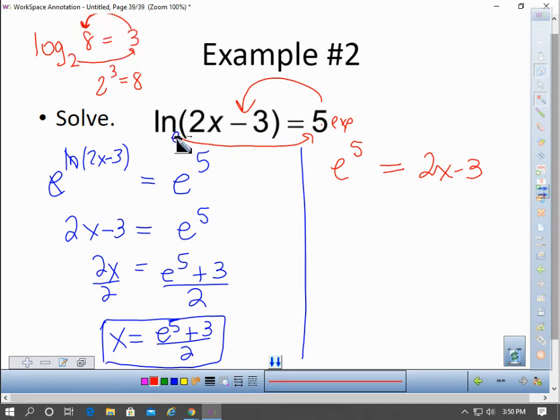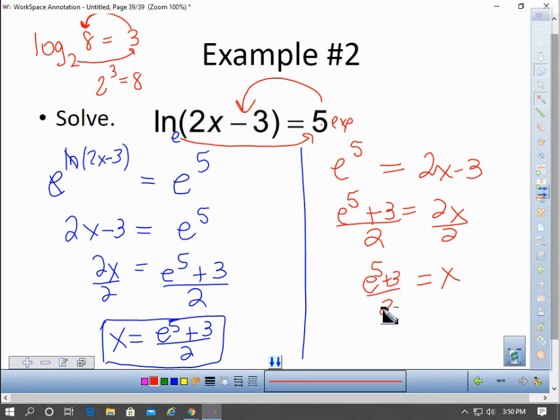So natural log is e, so e raised to 5 as an exponent equals the expression in the parentheses. So e to the 5th. And then I'm solving for x. So I add 3 to the other side, and then I'm dividing by 2. Notice you get the same answer, exactly the same answer I got over here. So it just depends on which avenue you want to use to get there.